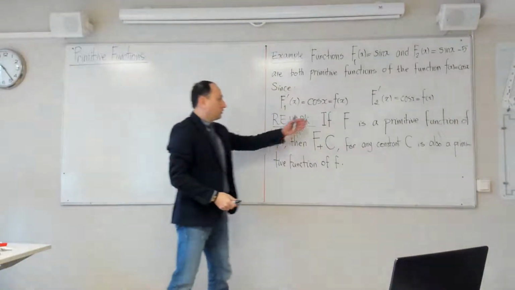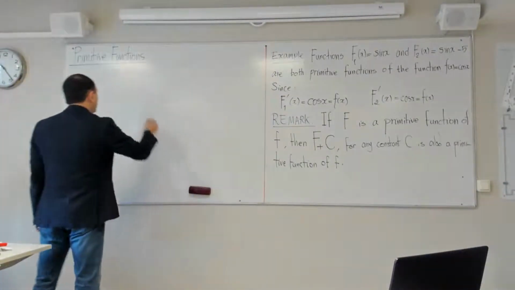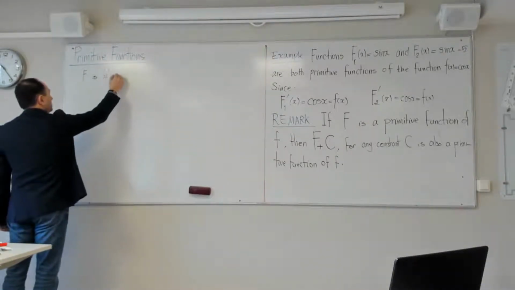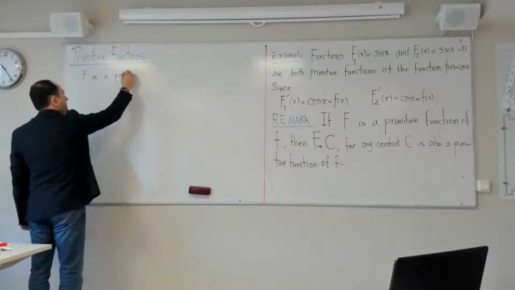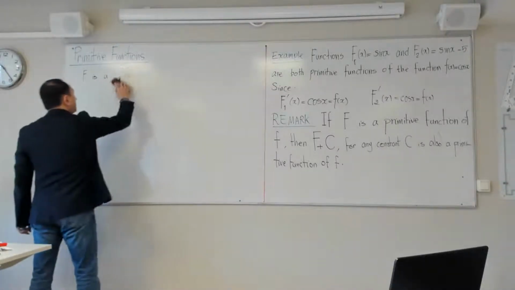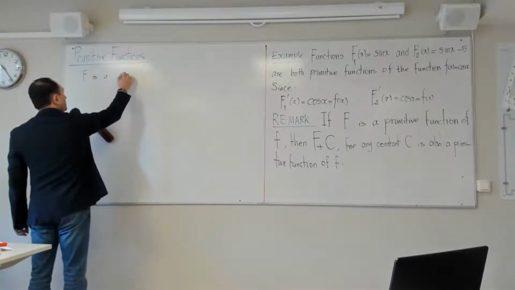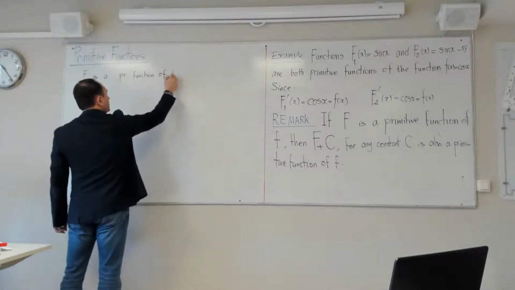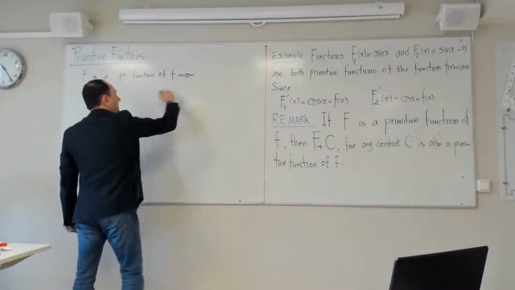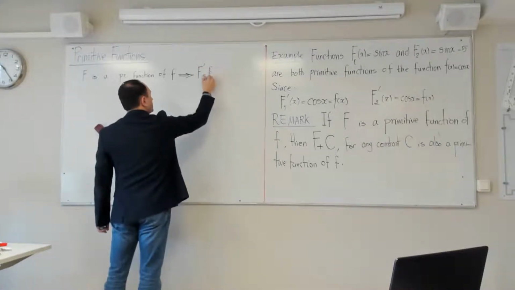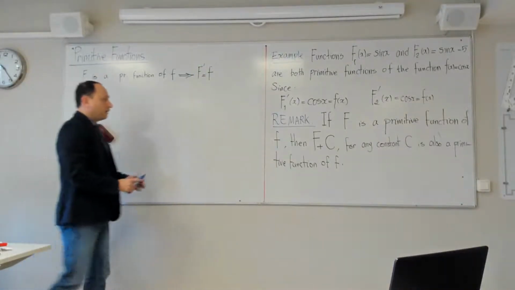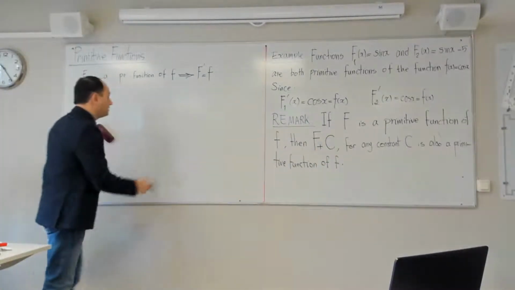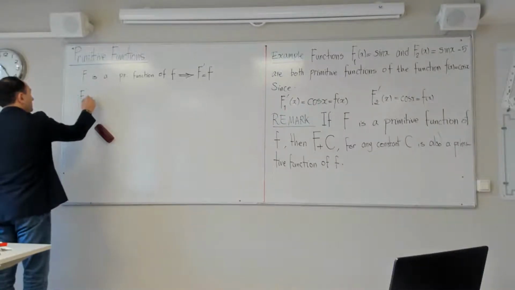So let me first of all confirm this. You are telling me that F is a primitive function, so let me write PR, a primitive function of f. What does this mean? This means that the derivative of capital F is a small f. Now I want to show that this new function is also a primitive function. It's very simple. What I need to do is take the derivative of this new function.